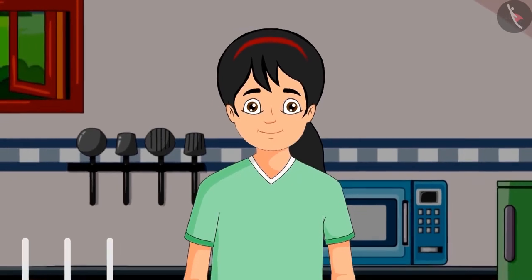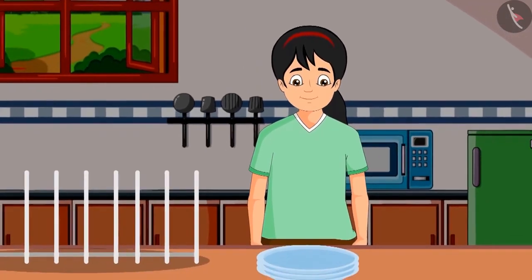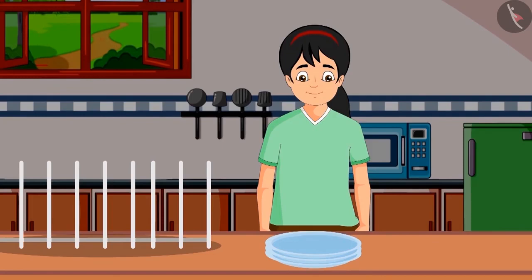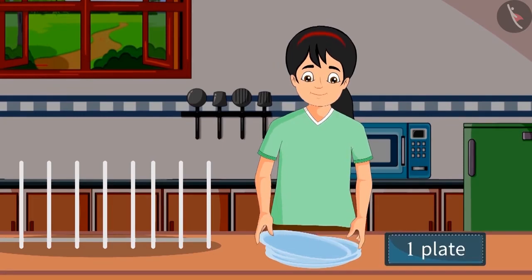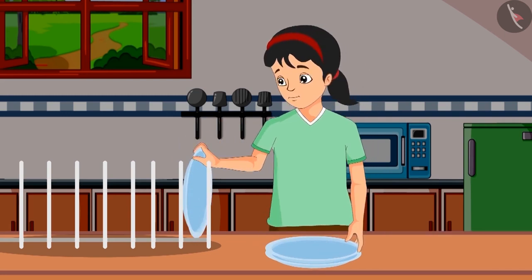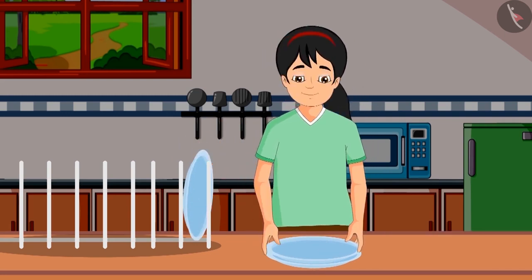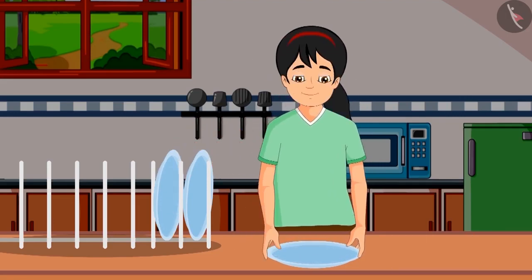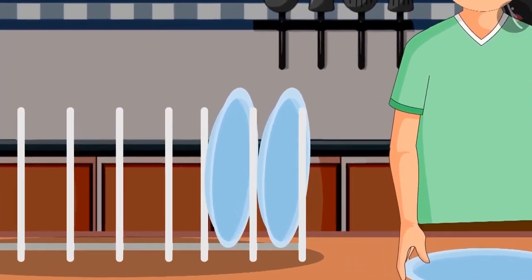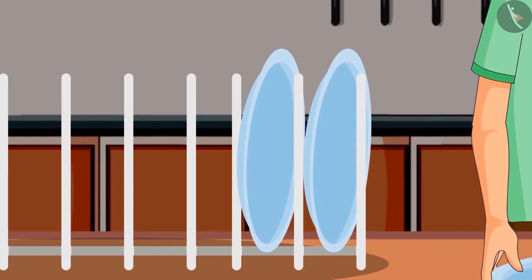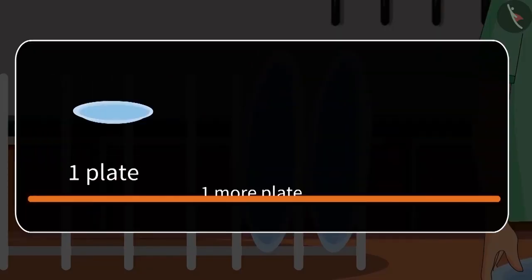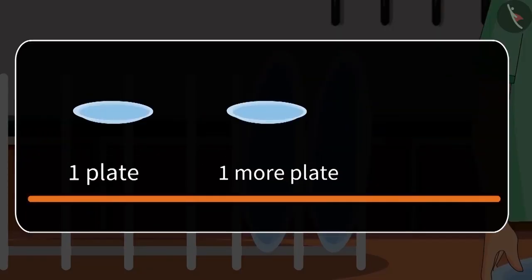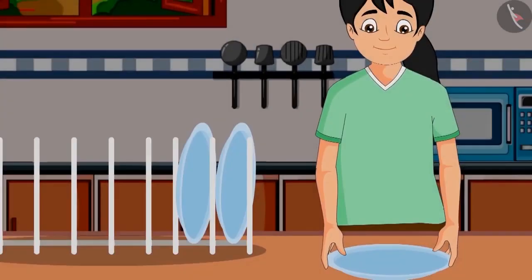Today Pinky's mother is unwell, so Pinky has thought of helping her mother set the plates in the kitchen. She picked up one plate and set it carefully on the shelf. Very carefully she picked up one more plate and set that plate on the shelf too. So friends, how many plates are there on the shelf? That's right, one plate and one more plate is 2 plates.